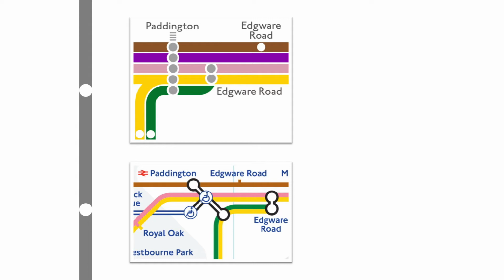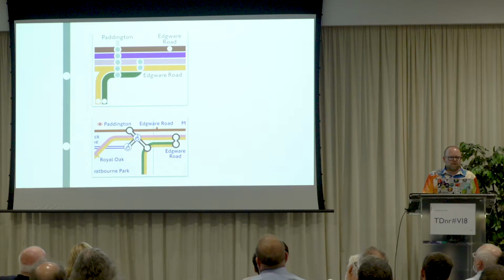Paddington on the above example on my effort, and the current, I don't know what you'd describe it, absolute mess on the official map. It's just really complicated and convoluted, and you know, it's difficult to know that you get off on one line and how to get to another line on the official map.